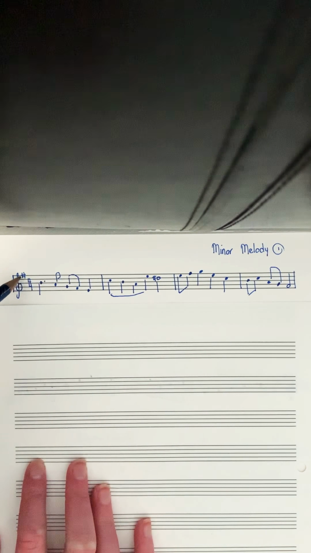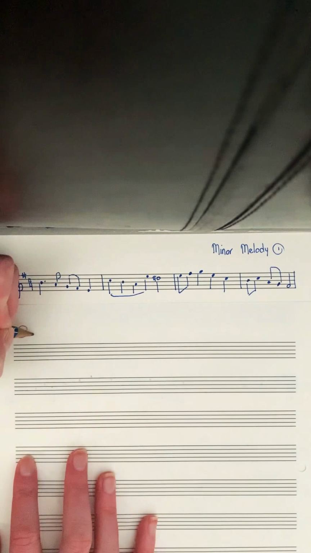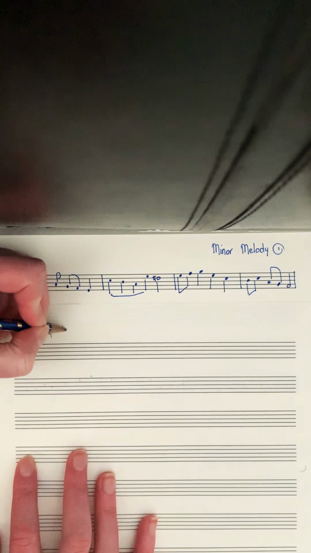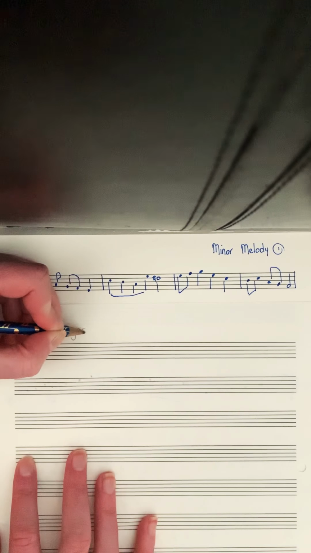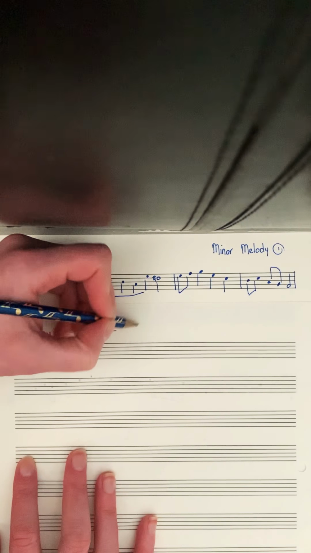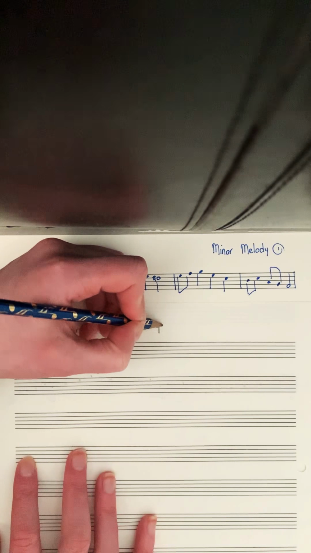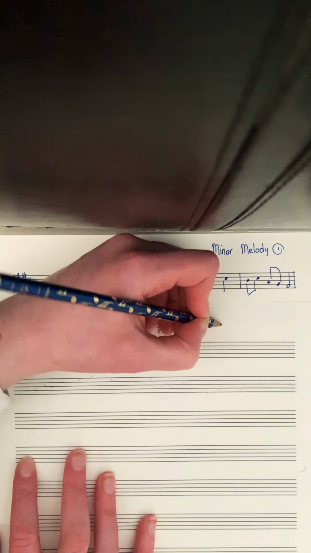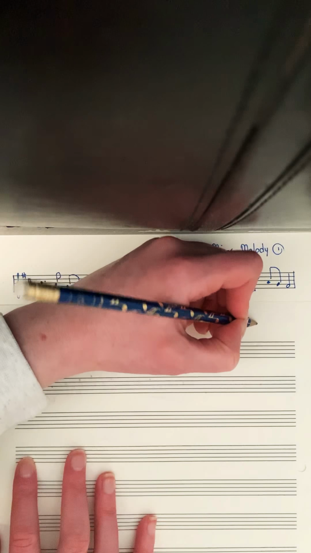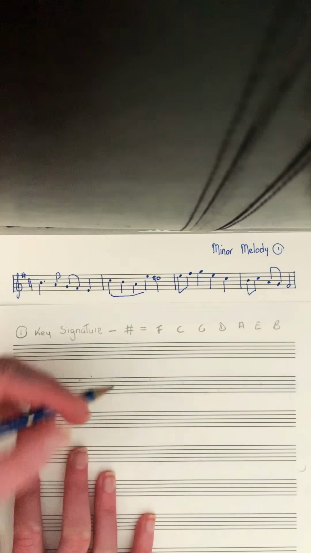First things first, we need to check whether we're looking at sharps or flats in the original key signature. This is sharps. We need to use our sharp rhyme. For sharps, we use Father Charles Goes Down And Ends Battle. That's your rhyme for your sharps.